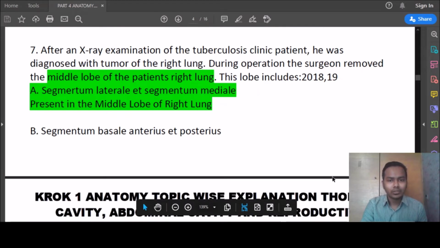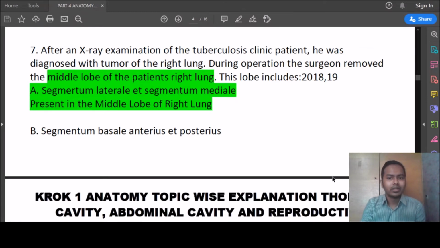After an X-ray examination of a tuberculosis clinical patient, he was diagnosed with a tumor of the right lung. During the operation, the surgeon removed the middle lobe of the right lung. Every lobe has segments. They removed the middle lobe. The middle lobe has a lateral segment and a medial segment in the right lung. So in the right lung, we have two segments: the lateral segment and the medial segment.